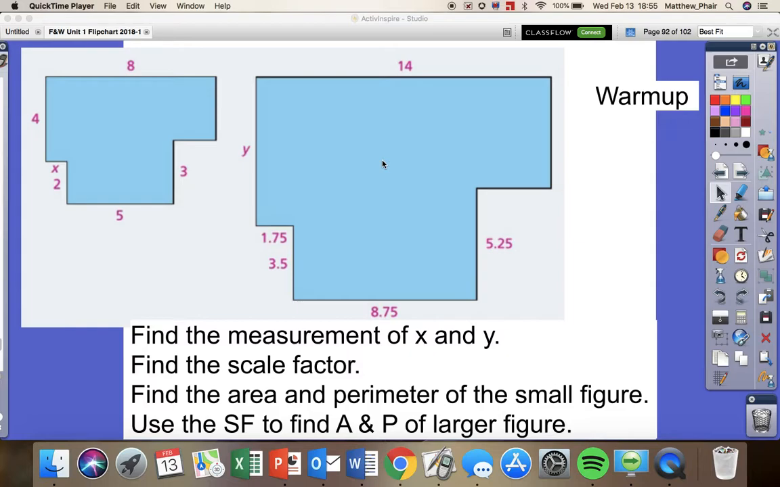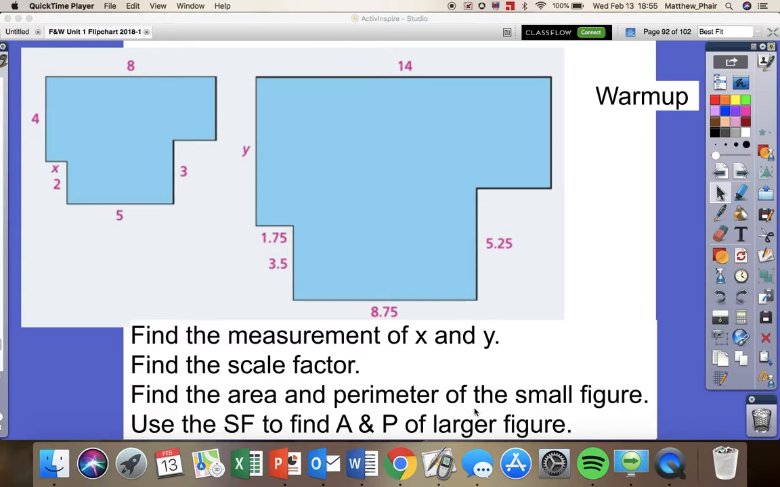If I was you, I would draw the two shapes down on my piece of paper and answer these 4 questions. Find the measurement of x and y, find the scale factor, find the area and perimeter of the small figure, and then we learned an equation to find the area and perimeter using scale factor. I want you to use that equation of the larger figure.